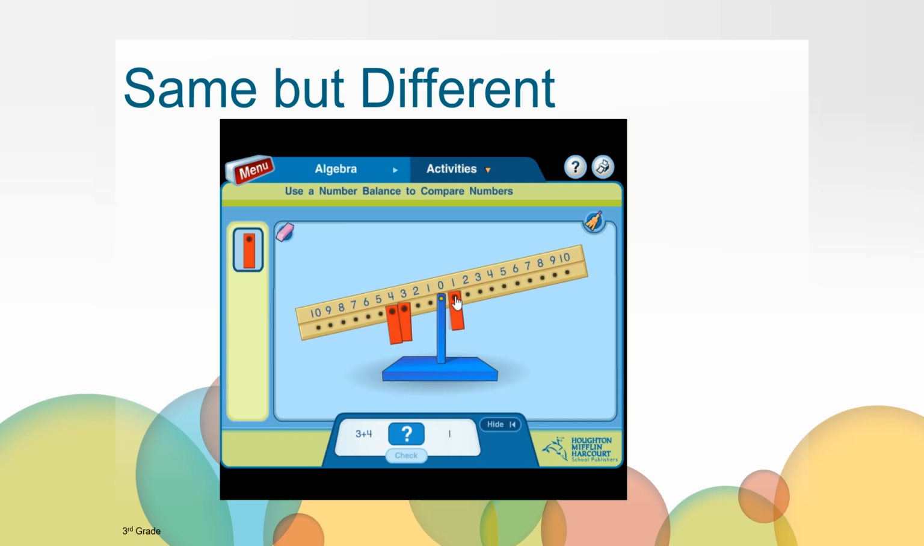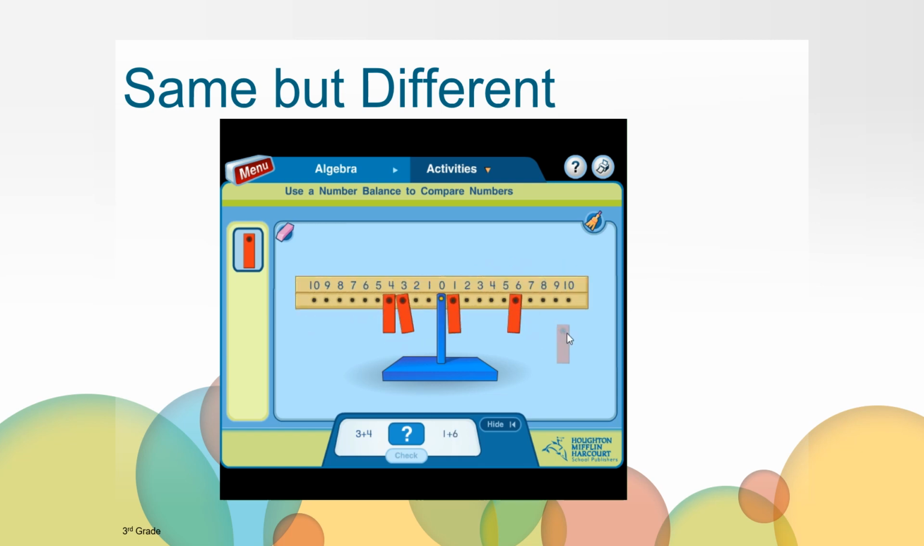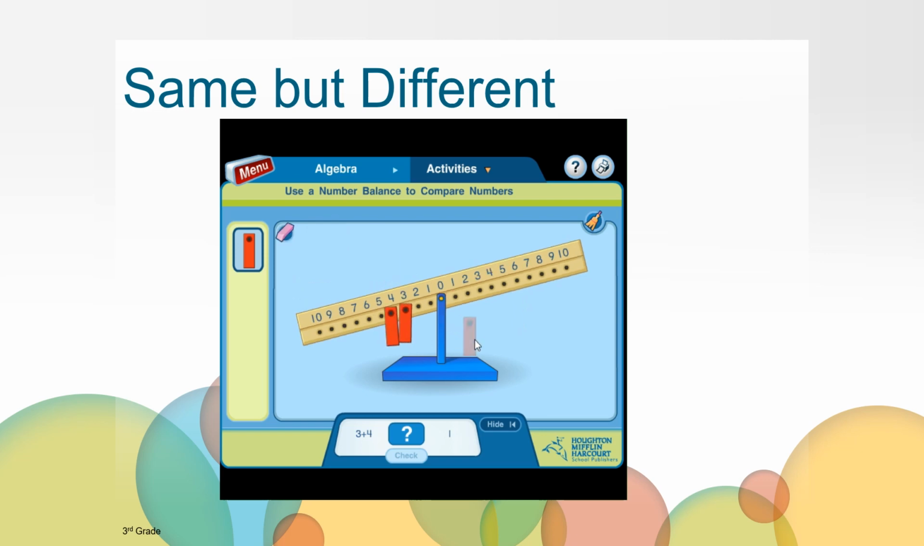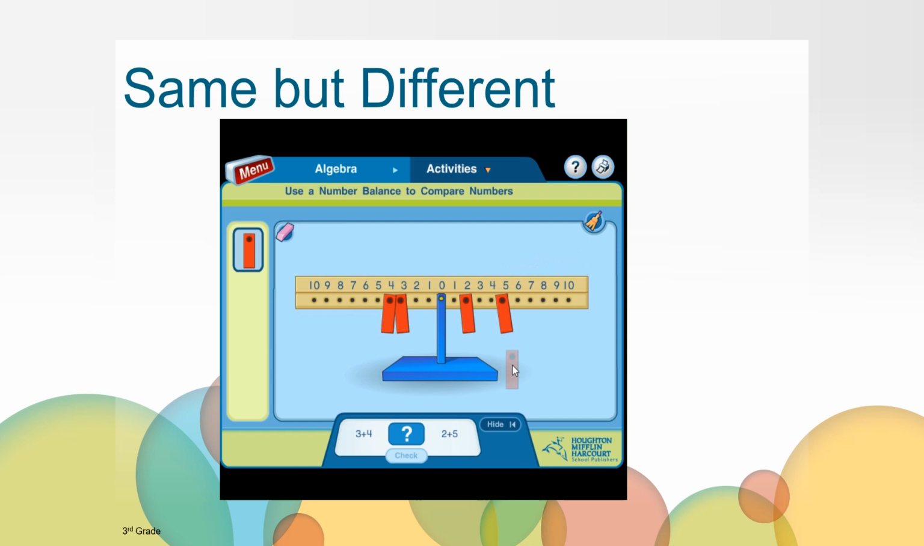You could use 1 and 6 to make 7. You could use 2 and 5 to make 7. These are all the same and balanced, or are equal to.